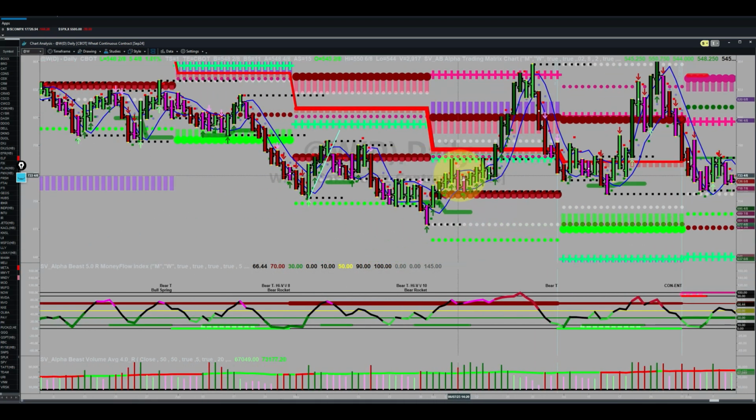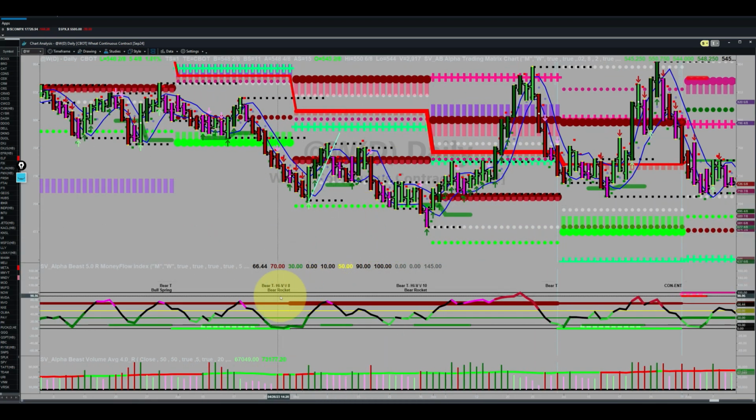But it pretty much tells you the condition of the market. The markets have 5 conditions. They could be trending, they could be reversing, they could be in congestion action. So basically what this system does, it tells you right here, you have a bear T, bear trend, and high velocity 8. That's the velocity. So that's what you have here.